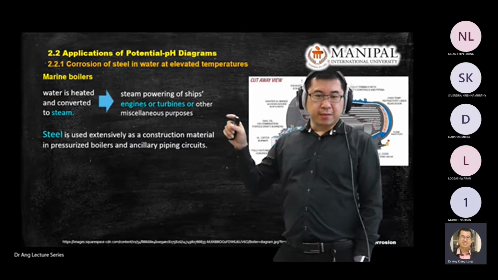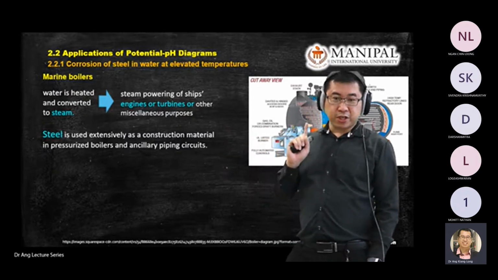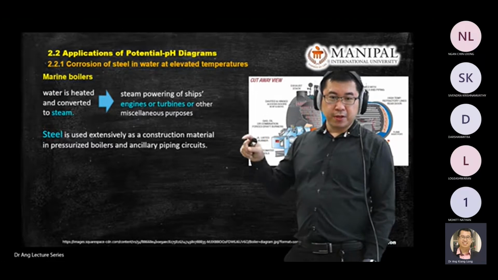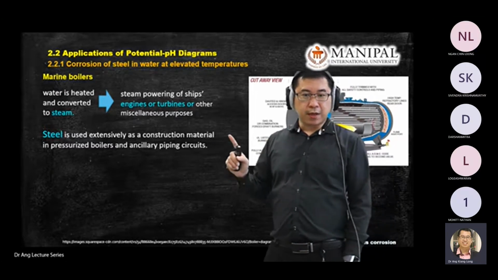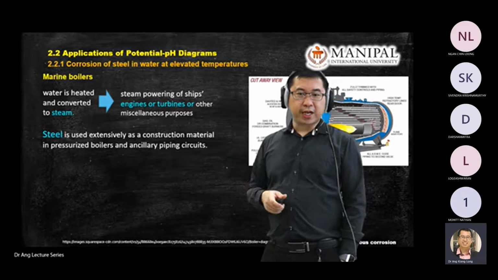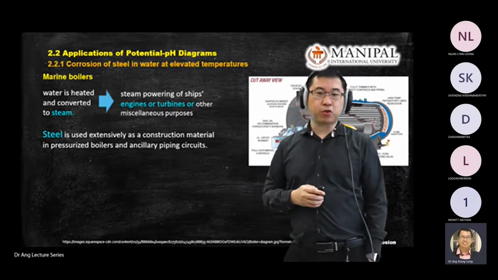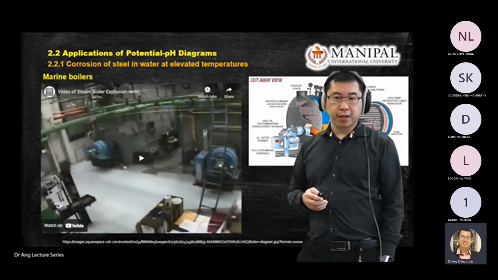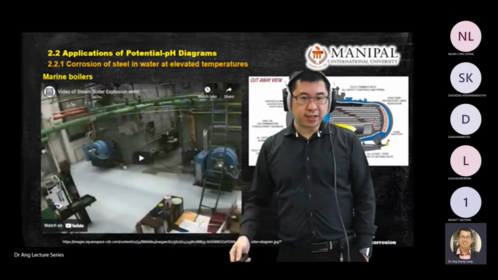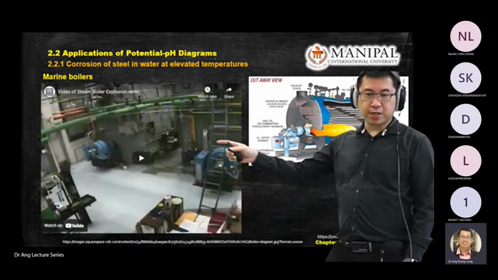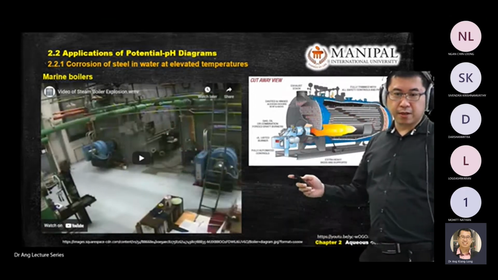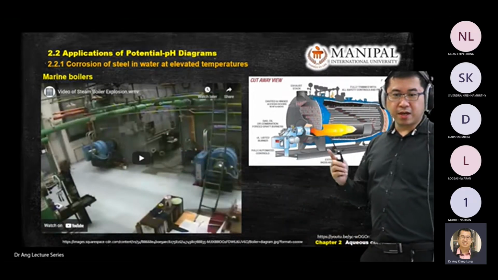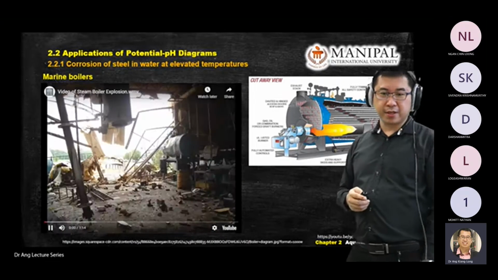All right. The main concern here is because we are using steel and alloy material for the construction of the boiler. So we need to take extra care, especially when it comes to corrosion. So I show you one accident of a boiler. So the size can be this big, right? Let's see what accident can happen.